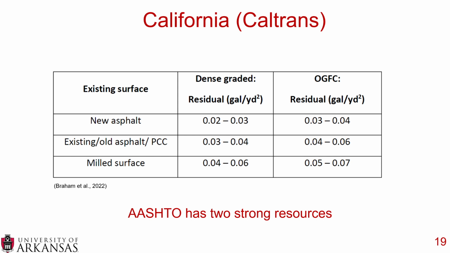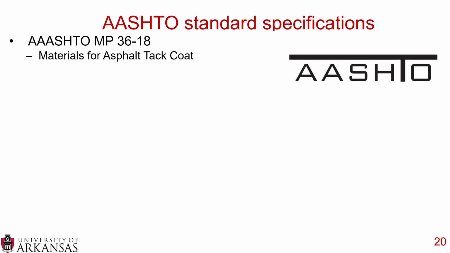Now, luckily, AASHTO has two very strong resources. The first is MP 36-18, which is materials for asphalt tack coat. And that P right there says it's a provisional standard. I would assume in the next couple of years, it'll probably be a full standard, so it'll just be M something. But if you search for materials in asphalt tack coat a couple of years from now, you'll probably be able to find the proper AASHTO standard. Just make sure to use 2 A's instead of 3 A's when you are Googling AASHTO.